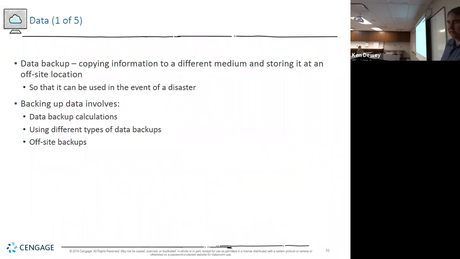Data backup. Okay. If you don't have backup service, you need to get it. First of all, we all have Google Drive. It's part of Rose State, and you get it for life for free. It's called Backup and Sync. It comes free with your Google Drive. If you're not using it, you need to use it. Okay. So data backup: copying information to a different medium or storing it in an off-site location.